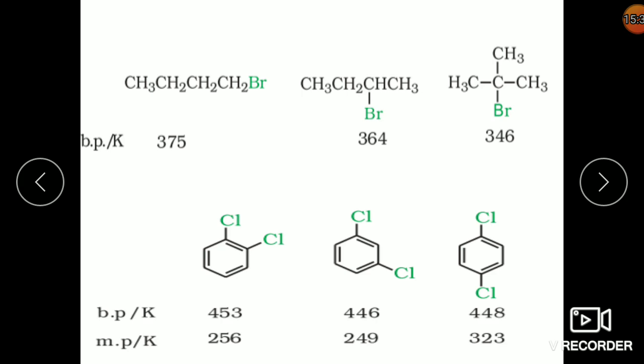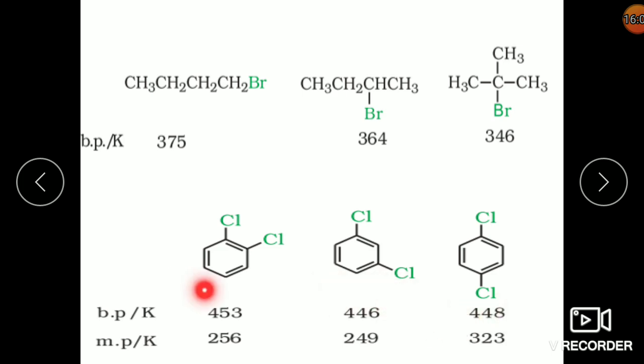Now why does it decrease? The reason is, with branching the surface area is reduced, so the van der Waals force of attraction will be lesser. Boiling point depends on the van der Waals force of attraction, which is again proportional to the surface area. So the more the surface area, the higher the boiling point. So with branching, for the same isomers, boiling point decreases. Now come to the arene part. Here we have chosen the ortho derivative, then the meta derivative and the para derivative.